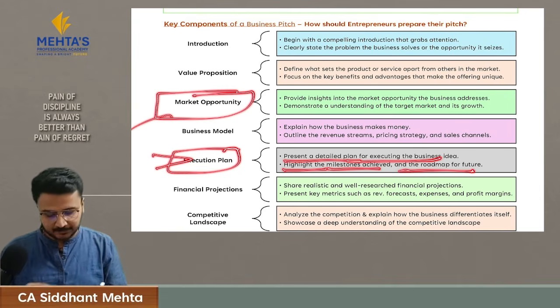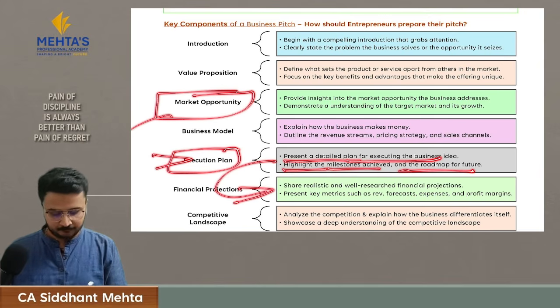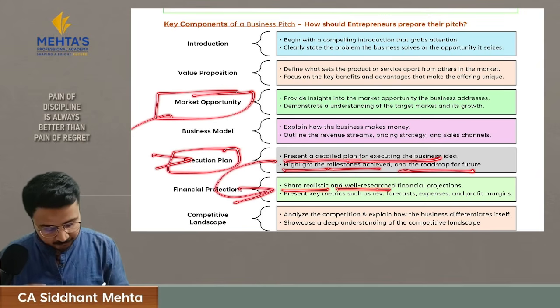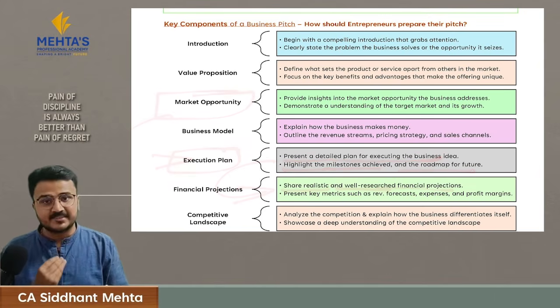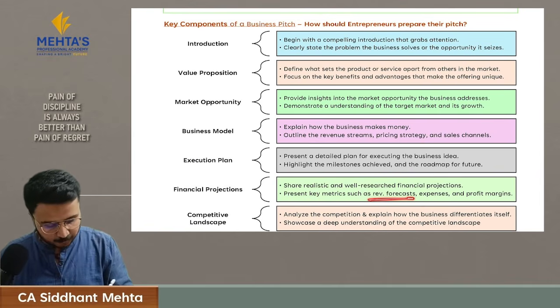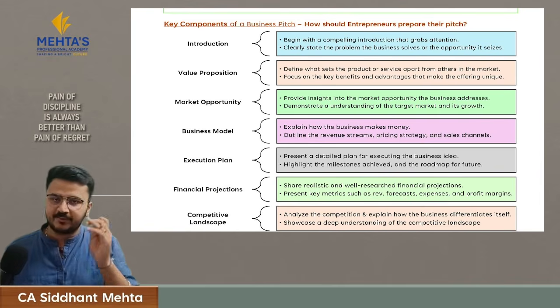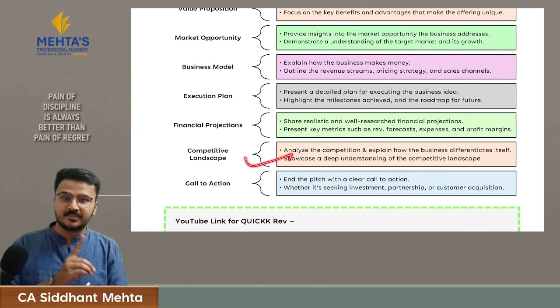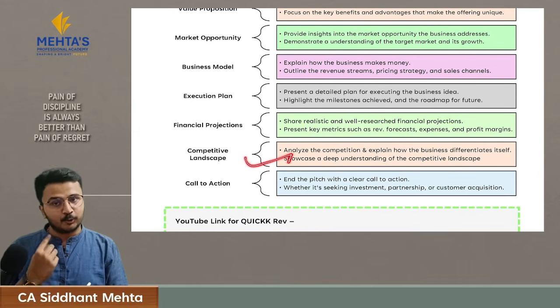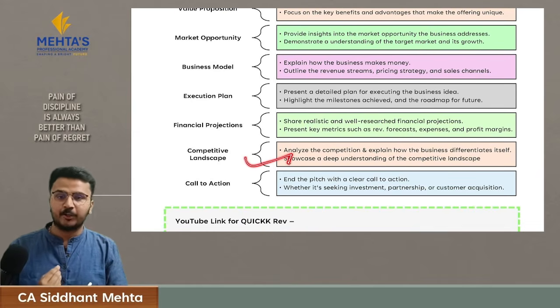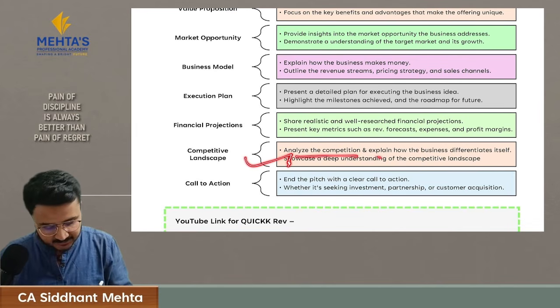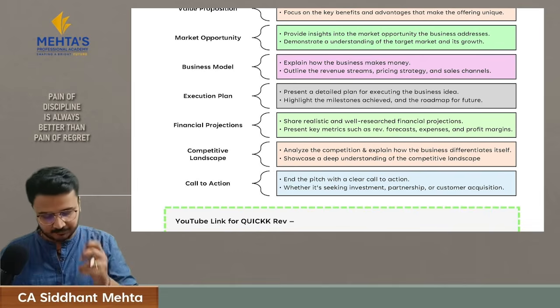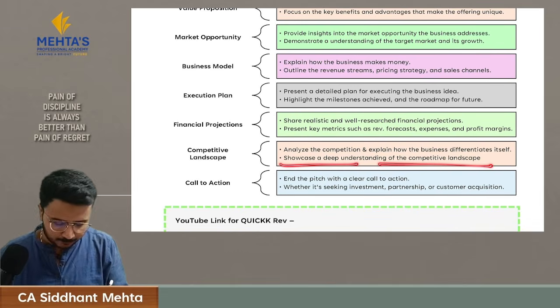बस प्लान मत बताओ, उसको नंबर्स के साथ प्रोजेक्ट करो. Share realistic and well-researched financial projections. Present some key financial metrics like your revenue forecast, expenses, and profit margins. Then also mention your competitors, your peers, and also mention why your product is different from your peers. Analyze the competition and explain how the business differentiates itself. Showcase a deep understanding of the competitive landscape.